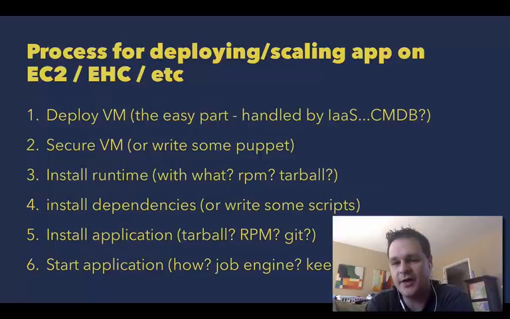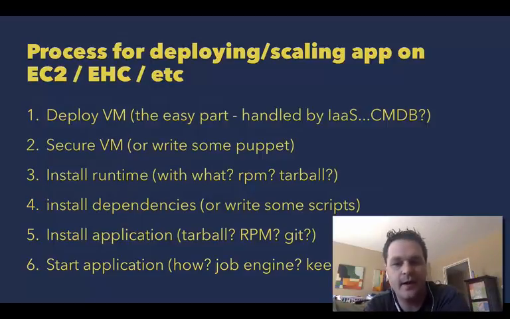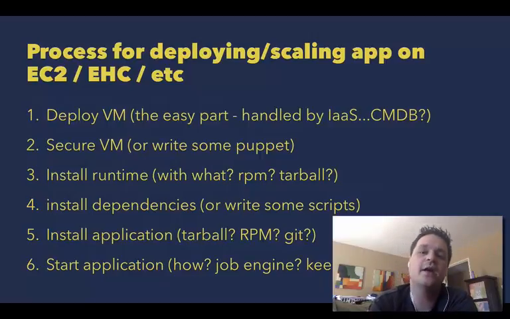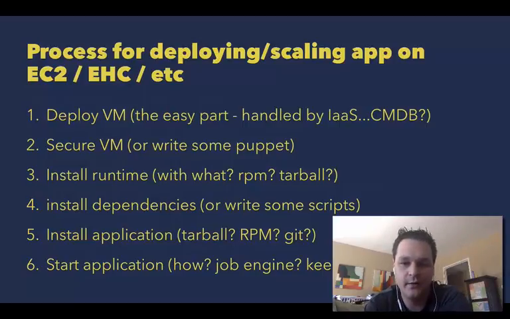How are we going to install our application? Are we going to upload a tarball or an RPM of our application? Are we going to download it from Git or install it from an MSI? What code are we going to write to manage that? And then we need to start our application. How do we start it? How do we make sure we have enough copies of it running? Are we going to use a job engine? Are we going to use something like Monit? How are we going to ensure that it always stays running and that we always have the right number of copies running? All of these things are doable on an IaaS today. It's just that you get to write all of them and manage all of them yourselves.